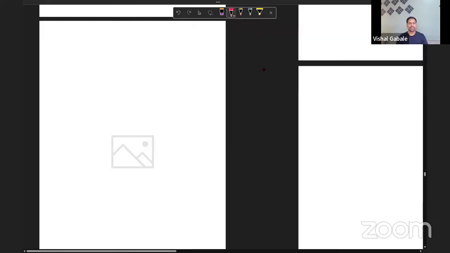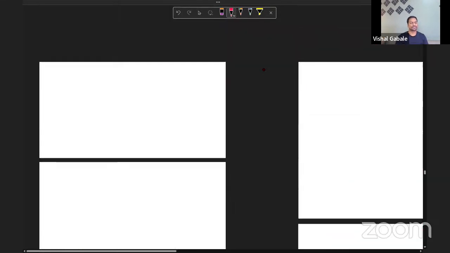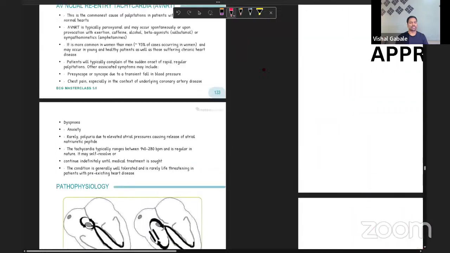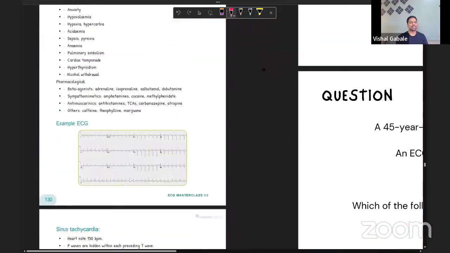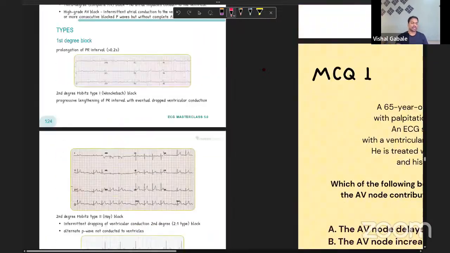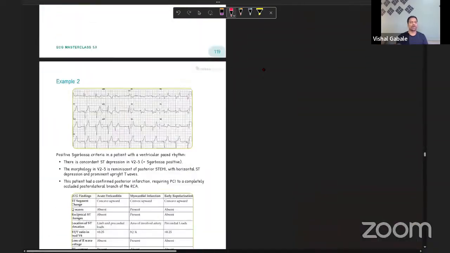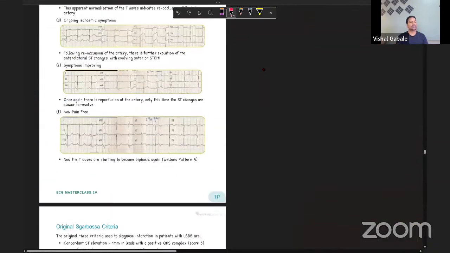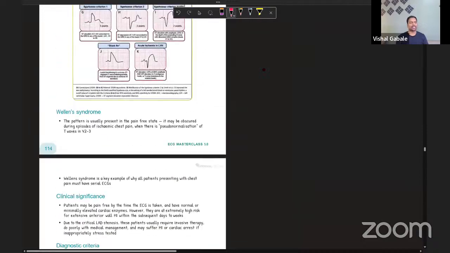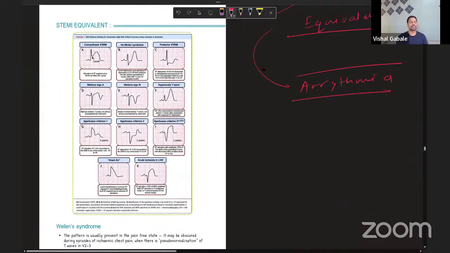Now what we should know about is the STEMI equivalents. Why is it called a STEMI equivalent? Because this doesn't present as a STEMI or with ST elevation, but it should be treated as a STEMI, that is ST elevation MI. So what is the treatment for STEMI or ST elevation MI?